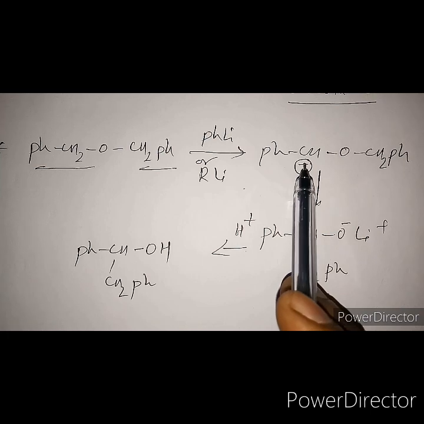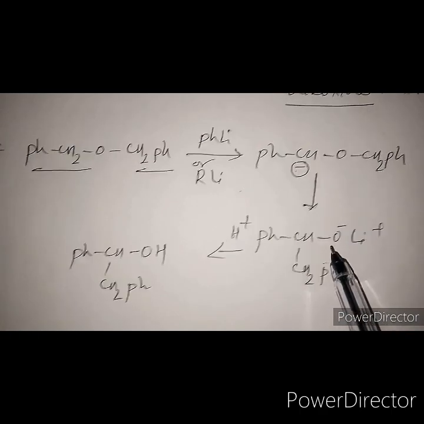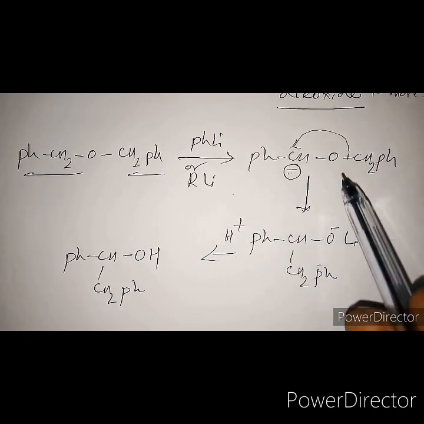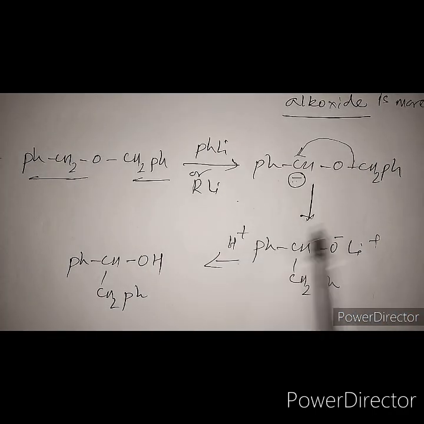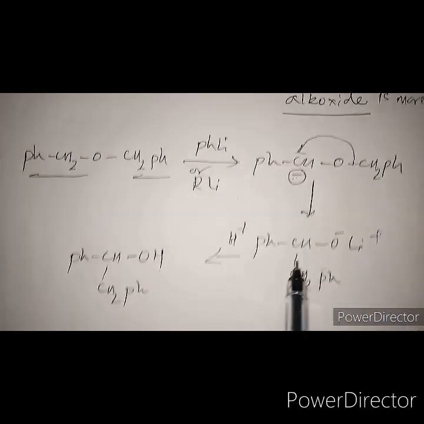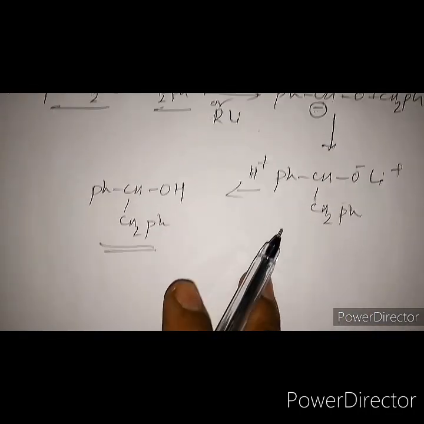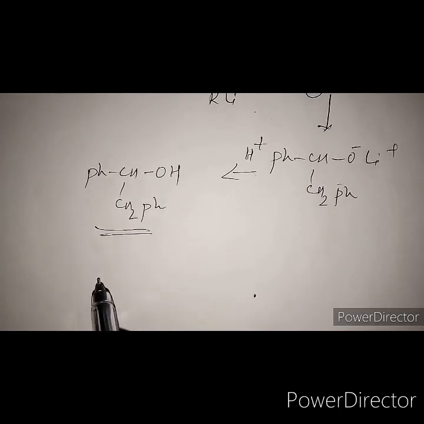So it abstracts a hydrogen from the CH2, a proton, and gets a negative charge. And once it gets a negative charge, this group migrates without its bonded electron to here in order to give this intermediate. This intermediate is more stable compared to this. So after acid workup, we will get this product. This is known as the Wittig rearrangement.